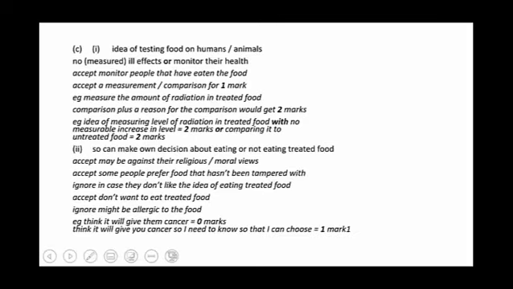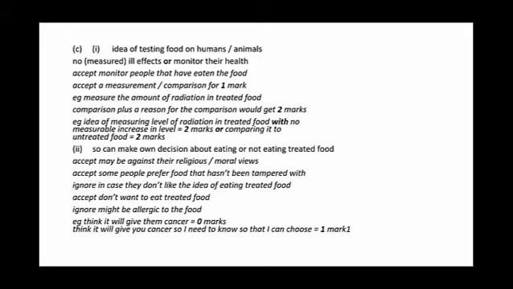Then for part CI, how we test it on animals or humans, and we'd look for ill effects and monitor their health, or say that there will be no ill effects. So the first mark is for that idea of testing, and the second mark is for the lack of ill effects on monitoring health. The second part, why would we want to label it?